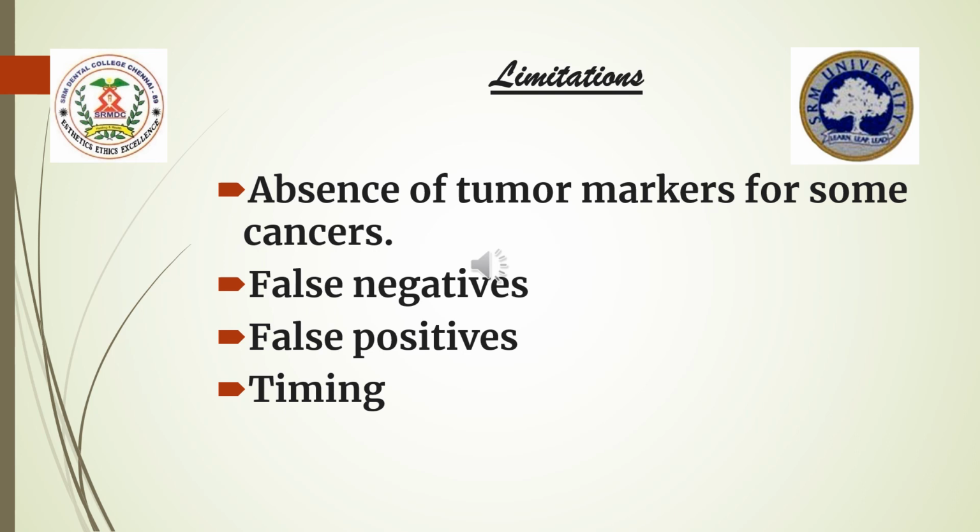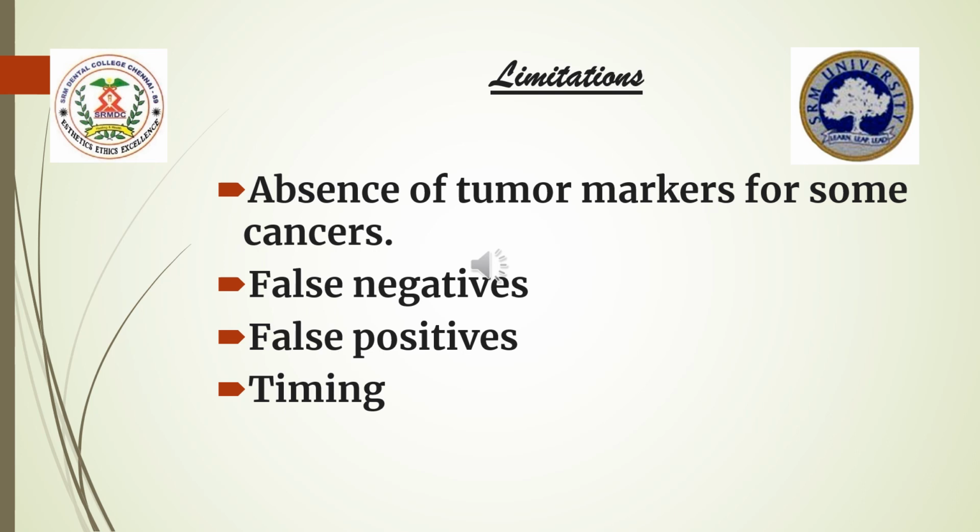Next is false negatives. In some cases, particularly early stages of cancer, tumor markers may not be elevated, leading to false negative results. False positives: with some tumor markers, there are a number of benign conditions which can increase them as well. For example, CA125 may be increased with ovarian cancer, but it can also be seen in uterine fibroids, pregnancies, and in some liver diseases. So, false positives can also cause a wrong diagnosis.